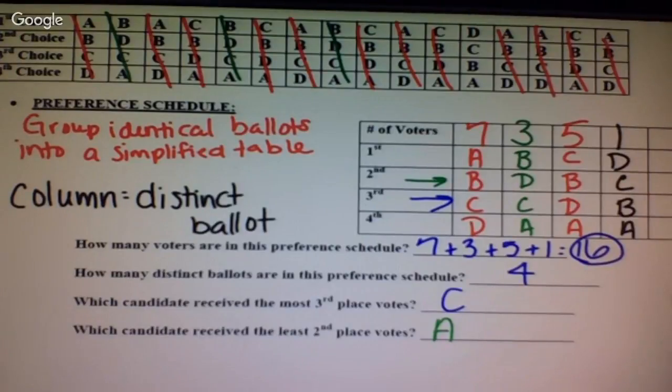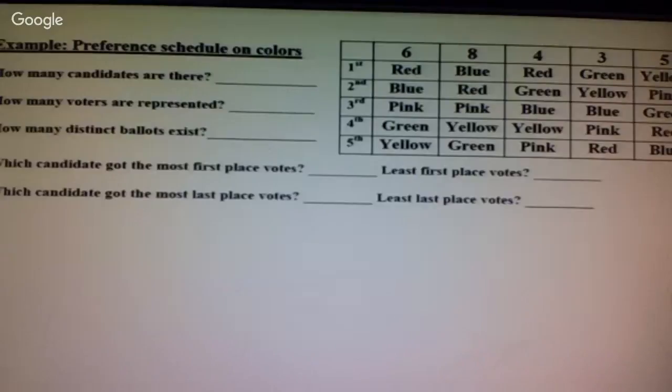We good? Questions? Okay. So here's just a new preference schedule. 6, 8, 4, 3, and 5 across the top. So first question, how many candidates are there? 5. You've got 5 different colors that you had to rank. Each color is a candidate. So there are 5.